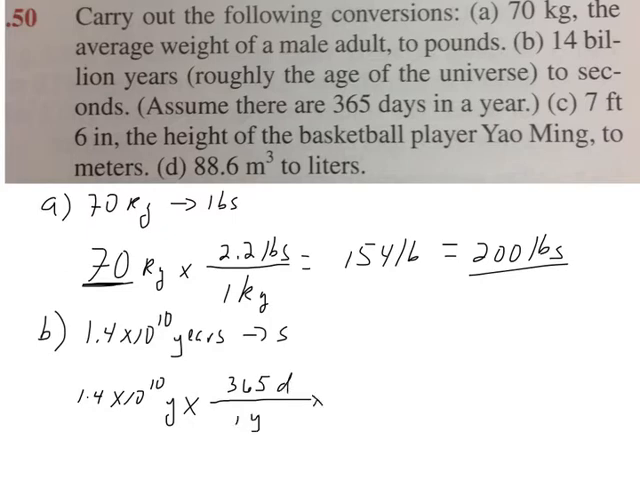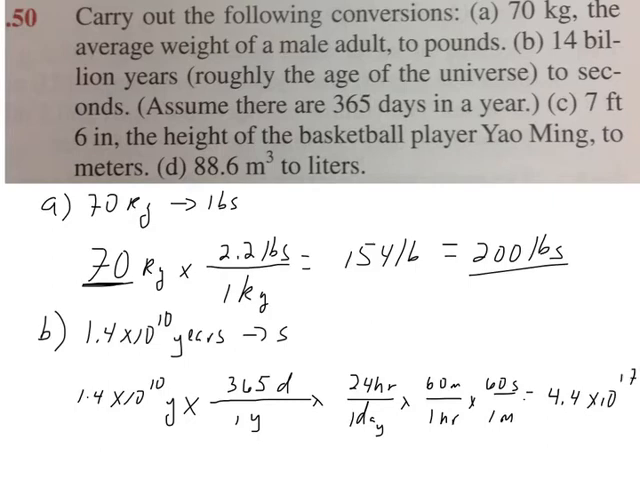Then, how many seconds are in a day? I don't know off the top of my head, but I do know that there are 24 hours in 1 day. And then I know that there are 60 minutes in 1 hour and 60 seconds in 1 minute. So now, all I have to do is multiply this out, and we get 4.4 times 10 to the 17th seconds. That's a lot of seconds.